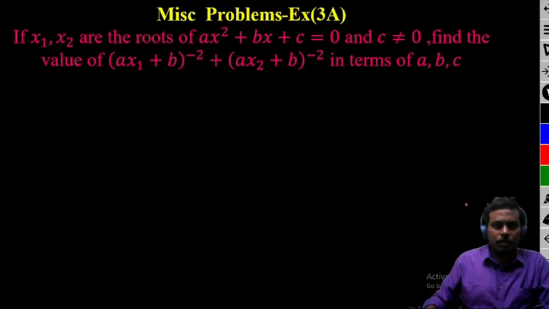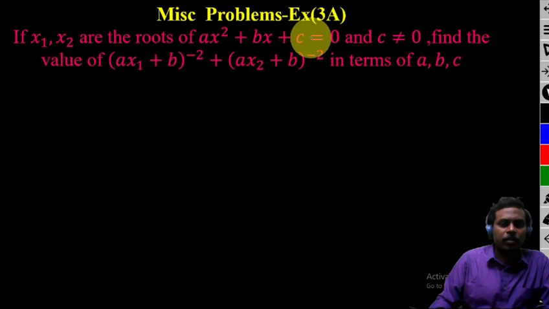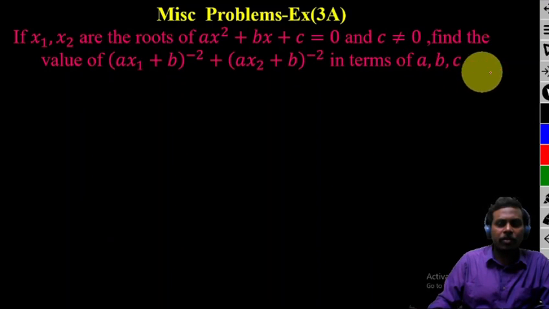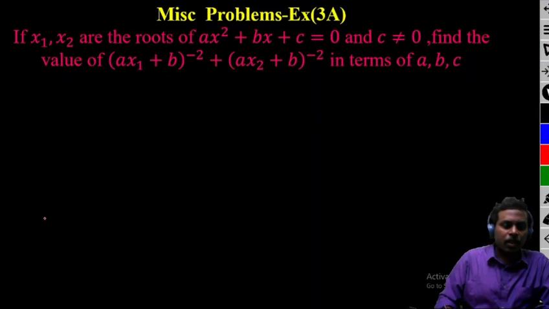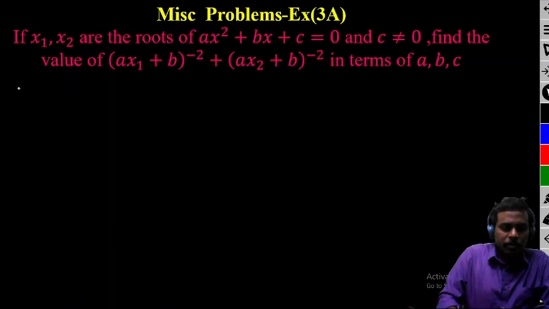The problem looks like this. Here is the problem. If x1, x2 are the roots of ax square plus bx plus c is equal to 0 and c not equal to 0, find the value of (ax1 plus b) to the power minus 2 plus (ax2 plus b) to the power minus 2 in terms of a, b, c. Now we have to solve the solution of this. Here is the solution.